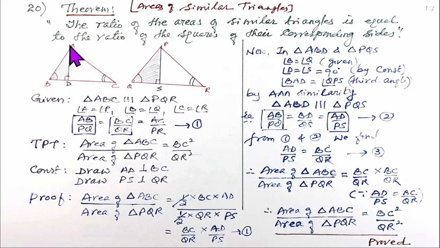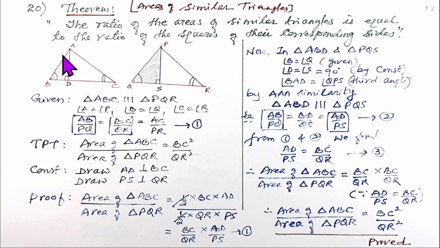Now construction: draw AD perpendicular to BC, draw PS perpendicular to QR. Now area of triangle ABC divided by area of triangle PQR is equal to half into base BC into height AD, divided by, similarly, the area of the triangle PQR, which is half into base QR into height PS. Now half will cancel, we get BC upon QR into AD upon PS. Let us call this as 1.